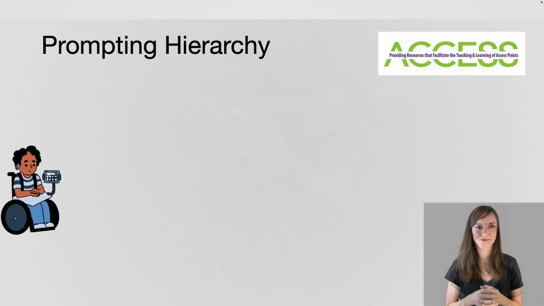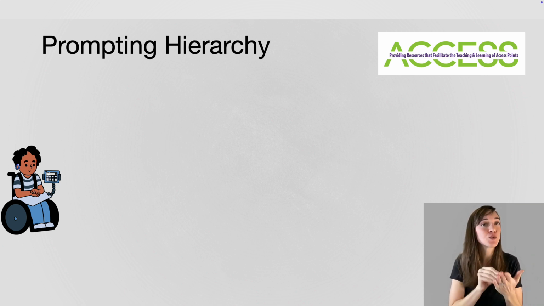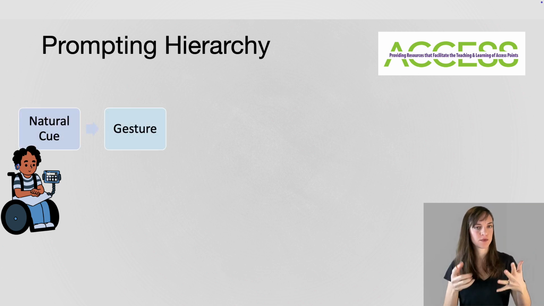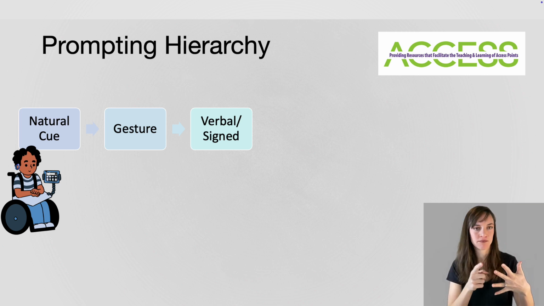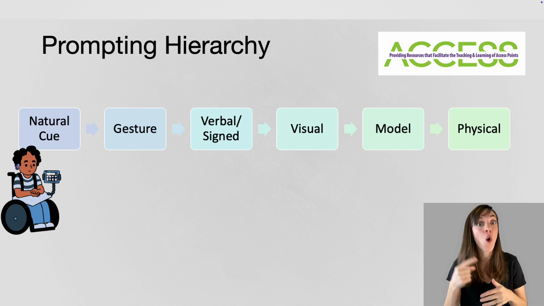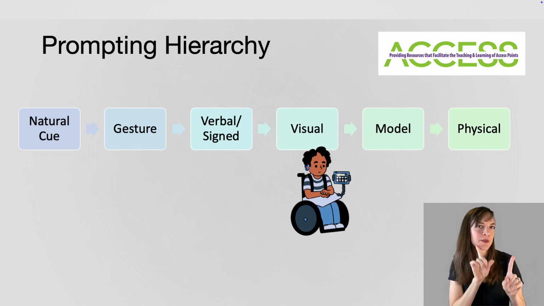In order to complete tasks, a hierarchy of prompts can be explicitly used on each step of the task until the student makes the targeted response. An example of a hierarchy of prompts from least to most is as follows: natural cue, gesture, verbal or signed, visual, model, and physical. Always use the least intrusive prompt first and progress to more intrusive prompts until the learner responds correctly. An example of this hierarchy in action is as follows, always starting with the least intrusive prompt first.